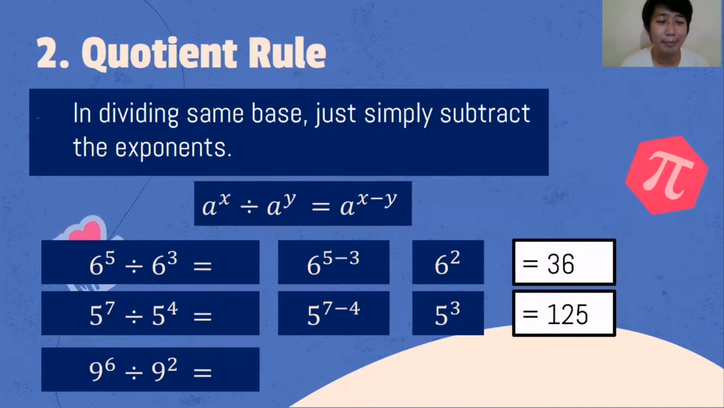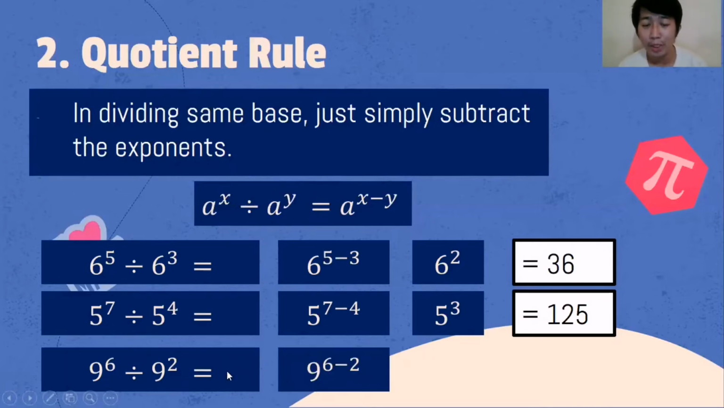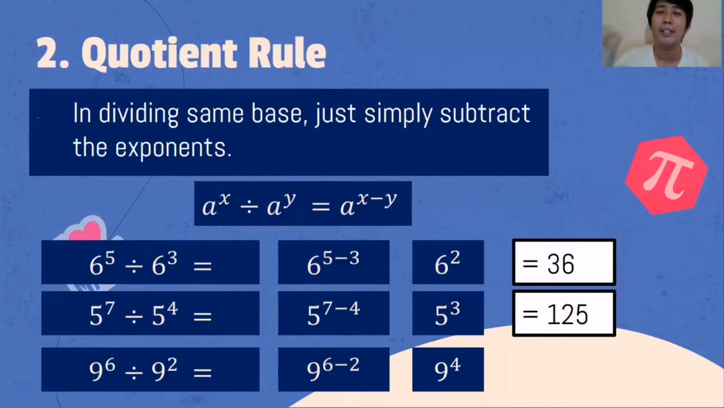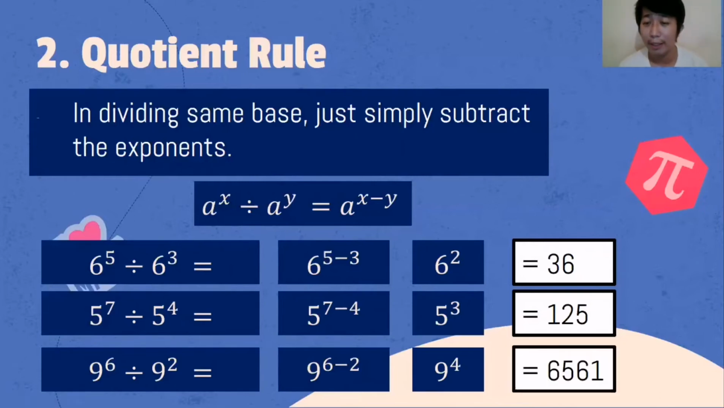Very good. Next. 9 raised to 6 divided by 9 raised to 2 is equal to, again, in dividing same base, we have the same base, 9 and 9. Just simply subtract the exponents. 6 minus 2, that is 9 raised to 6 minus 2. What is 6 minus 2? That is 4. Very good. Now, what is 9 raised to 4? 9 times 9 times 9 times 9. That is 6,561. That is the correct answer.